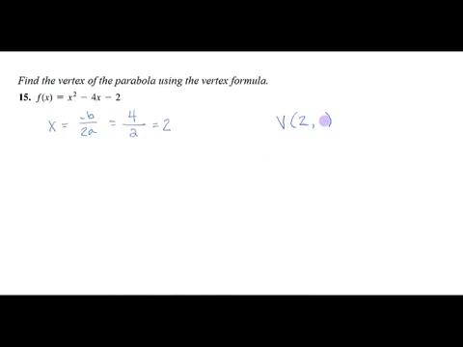Now to find the y part, we'll simply take the x that we got, put it into the function, and then simplify, and that will be the y part of the vertex. So we get 2 squared is 4, minus 4 times 2, which is 8, minus 2. 4 minus 8 is negative 4, minus 2 is negative 6. So here we have the vertex of that parabola.